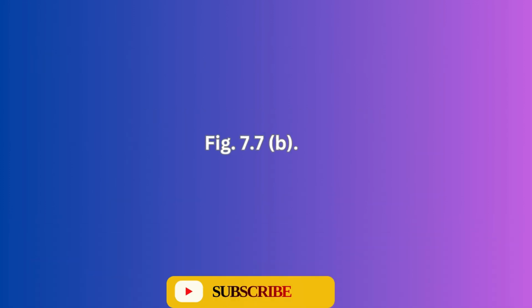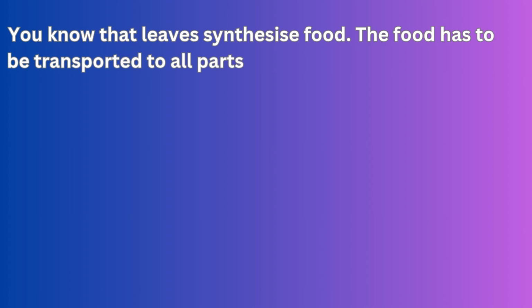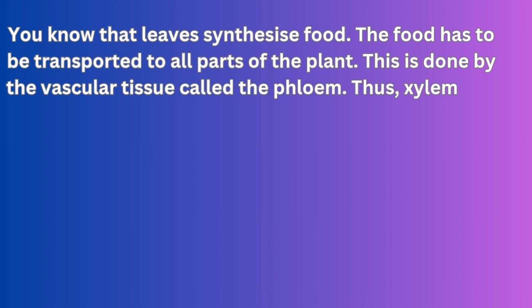Figure 7.7b. You know that leaves synthesize food. The food has to be transported to all parts of the plant. This is done by the vascular tissue called the phloem. Thus, xylem and phloem transport substances in plants.